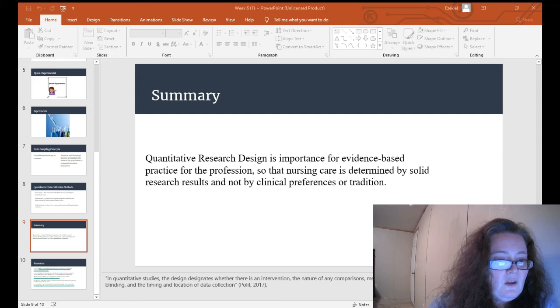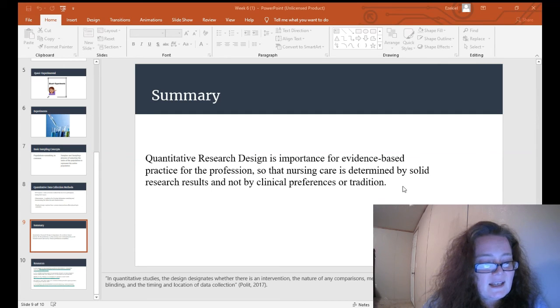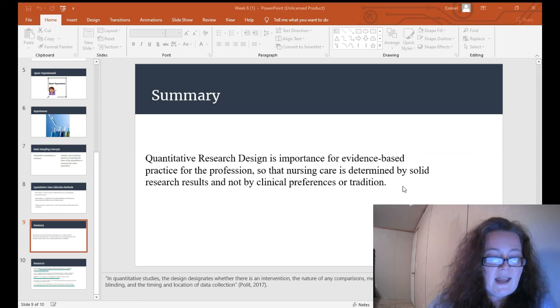The summary for this presentation is quantitative research design is important for evidence-based practice for this profession, so that nursing care is determined by solid research results and not by clinical preferences or tradition. In quantitative studies, the design designates whether there is an intervention, the nature of any comparisons, methods for controlling confounding variables, whether there will be blinding, and the timing and location of the data collection.